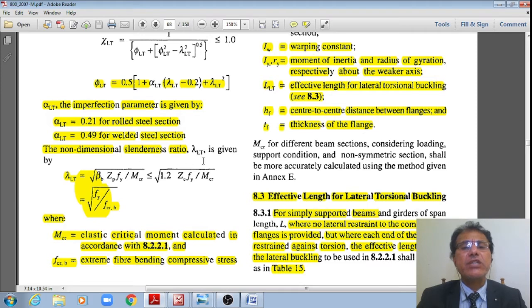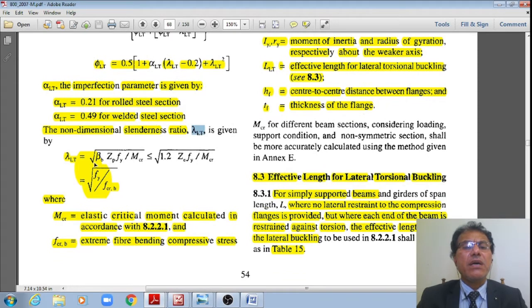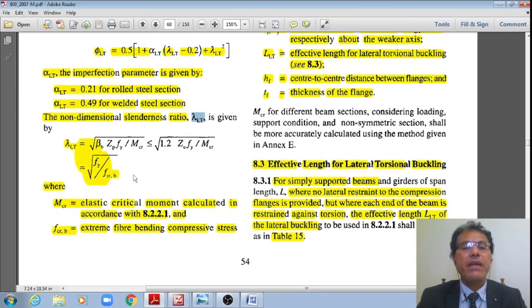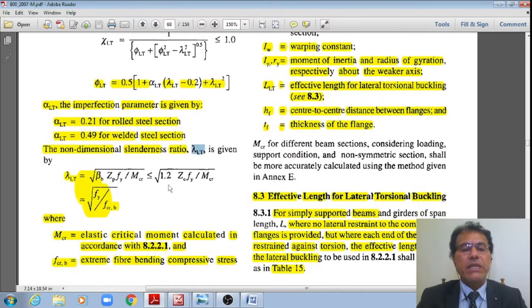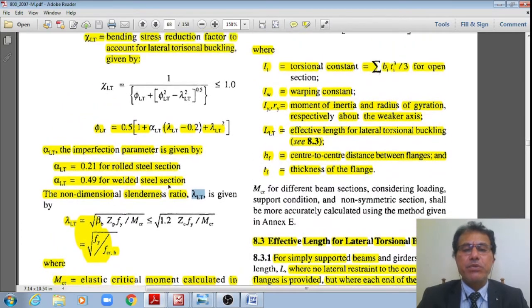And the non-dimensional slenderness ratio, lambda LT. What is lambda LT? Lambda is the slenderness ratio, but LT means non-dimensional slenderness ratio. Lambda LT is given by this, equal to square root of beta b Zp fy divided by Mcr. However, this should be less than or equal to square root of 1.2 Ze fy divided by Mcr, or it should be equal to square root of fy divided by fcrb, where Mcr is the elastic critical moment calculated according to clause 8.2.2.1, and the next one, fcrb, is the extreme fiber bending compressive stress.